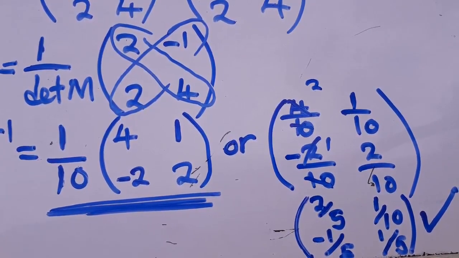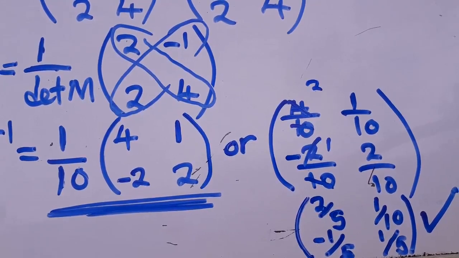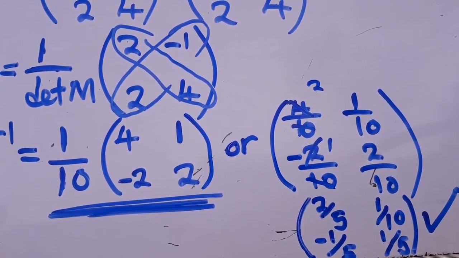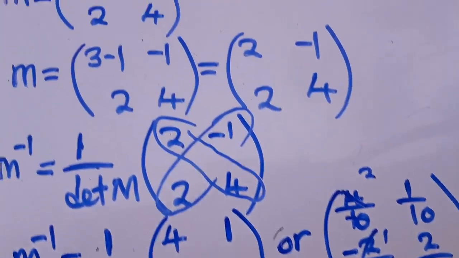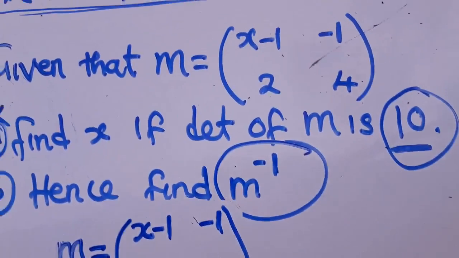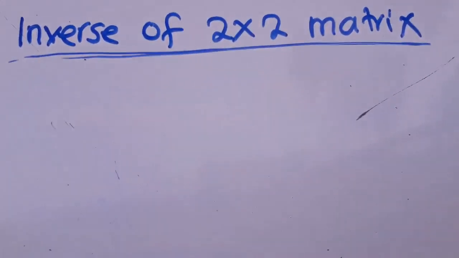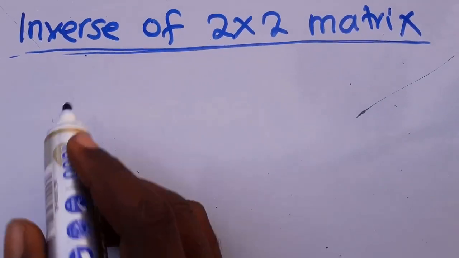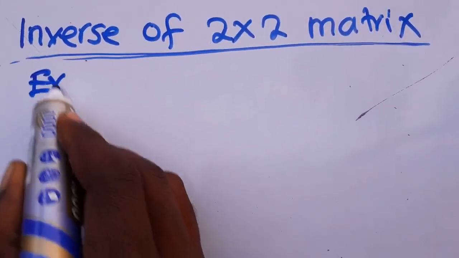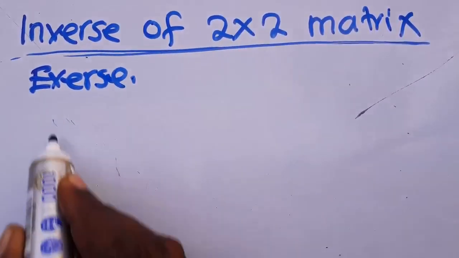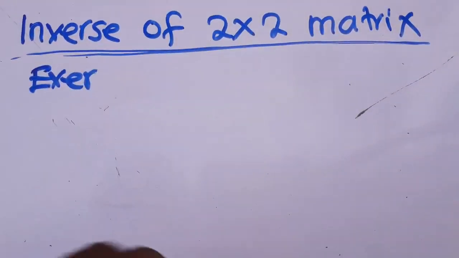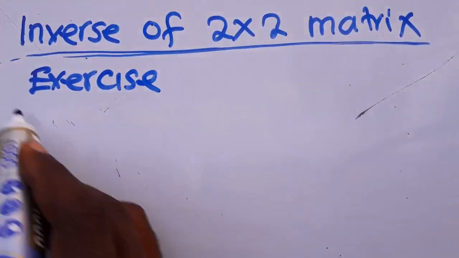Let me give you now the exercise, to see how we are going to answer it and how we are going to perform. So I'll just give you 2 questions that I want you to try. Just 2 questions that I want you to answer. So these are the questions. This is the exercise that I want you to answer.